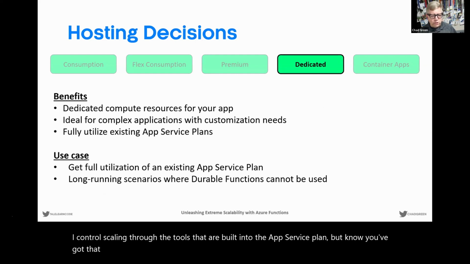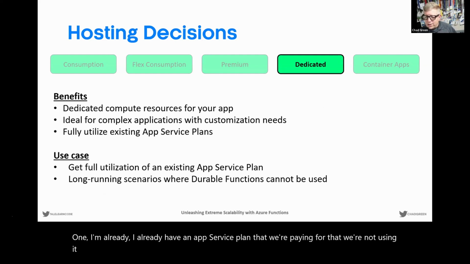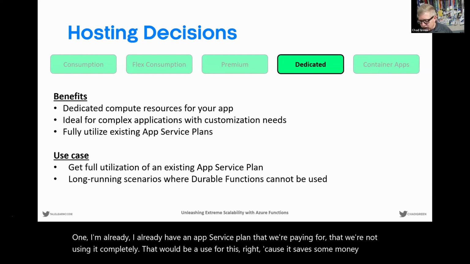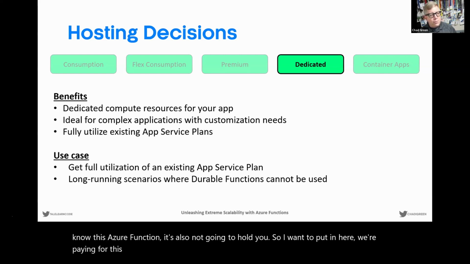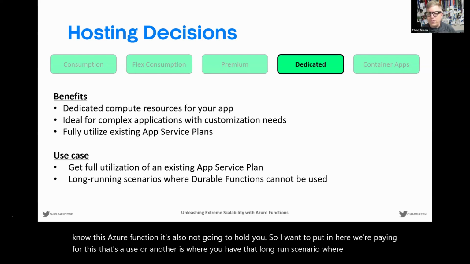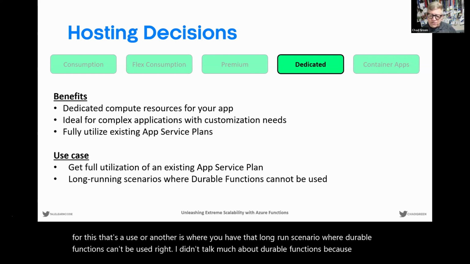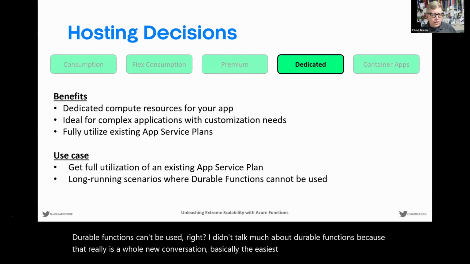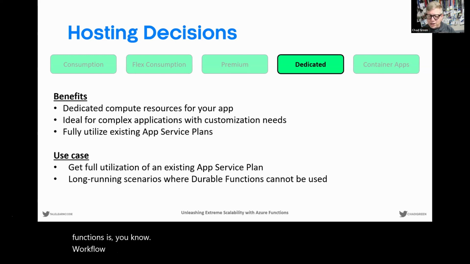These are really for, one, I already have an app service plan that we're paying for, that we're not using completely. That would be a use for this, right? Because again, save some money, right? I know this Azure function is also not going to hold a lot of use. So hey, why not put it in here where I'm paying for this? That's a use. Or another is where you have that long running scenario where durable functions can't be used. All right. I didn't talk much about durable functions because that really is a whole other conversation. Basically, the easiest way to think about durable functions is workflow orchestrations that are done via Azure Functions, right?